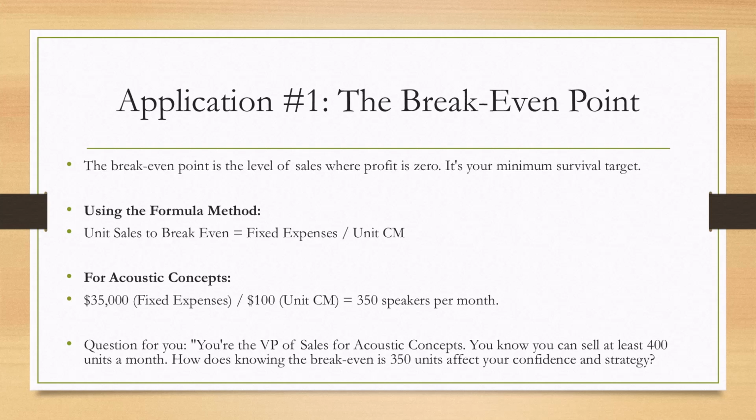For Acoustic Concepts, that's their $35,000 in fixed expenses divided by the $100 unit contribution margin, which gives us 350 speakers per month. Now, I want you to pause and think about this for a moment. Imagine you're the VP of sales, and you already know from market data that you can reliably sell at least 400 units a month. How does knowing that your break-even point is 350 units affect your confidence and your strategic approach to pricing and promotions?